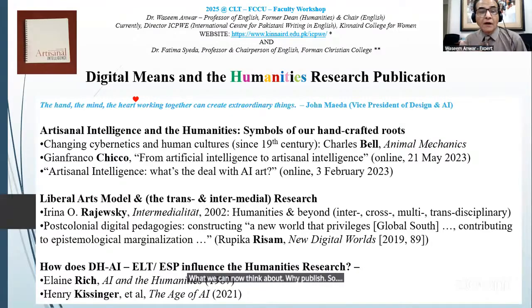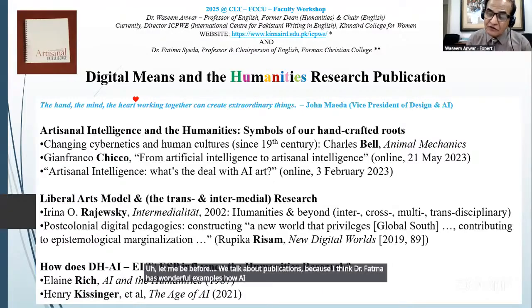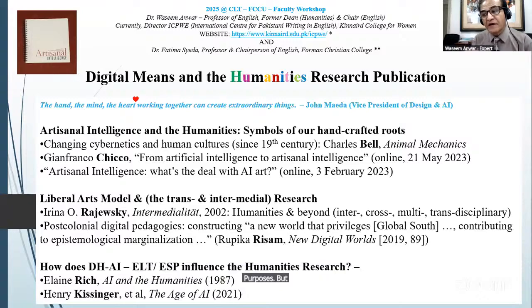So let me, before we talk about publications, because I think Dr. Fatma has wonderful examples of how AI is being used for publication purposes. But my final suggestion, not really advice, and I read it somewhere, would be that let us bring philosophy back to the doctoral degrees of philosophy, which are PhDs.